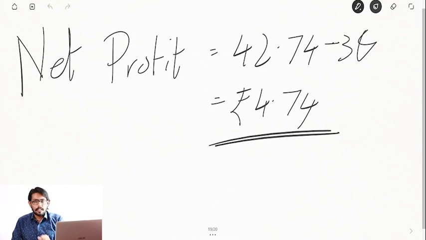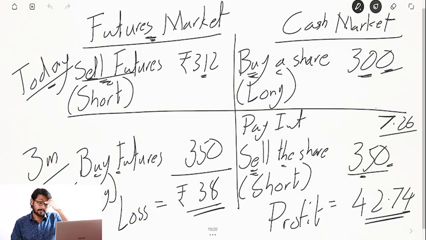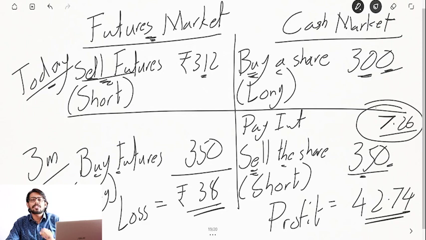Doubt. Why is it 350 minus 300? 350 is inflow, 300 is outflow. Why is 7.26 coming? Because of the time value difference. We have discussed earlier, even for 1 month or 3 months, there is a time value difference. 300 and 350 cannot be simply netted off. That difference is adjusted by taking interest of 7.26. So the time value difference you have adjusted.